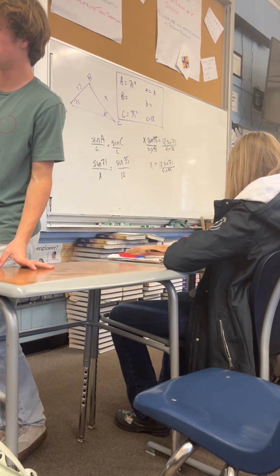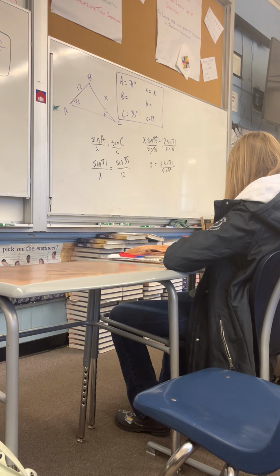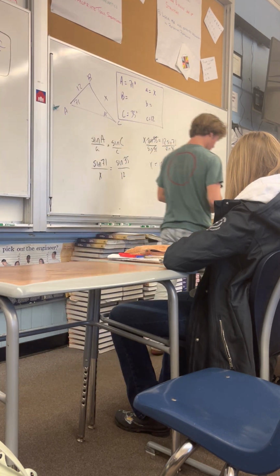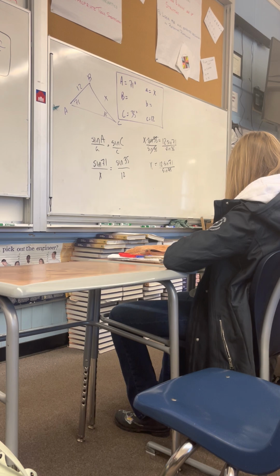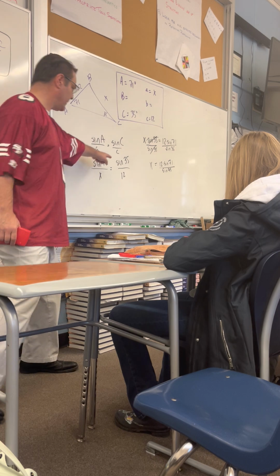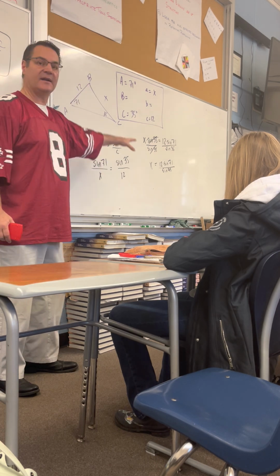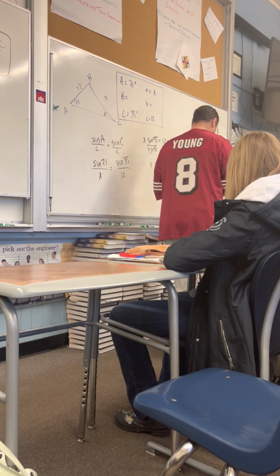Everybody take your calculator. Wait, Mr. Allen, what did you do? What did I what? What did you do? I divided both sides by the sine of 35. Oh. I cross multiplied, and then I divided. Oh, you cross multiplied. Okay.